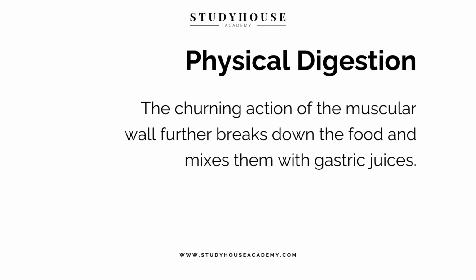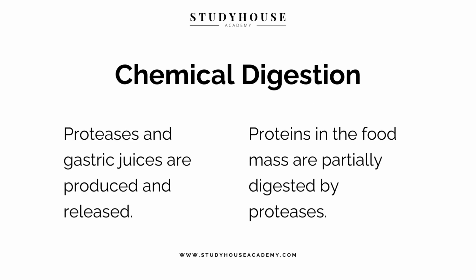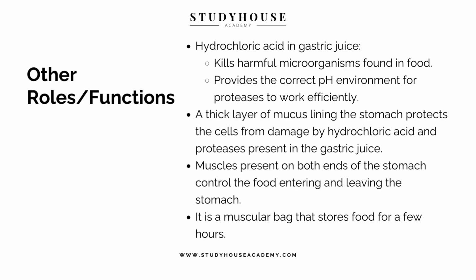Stomach. Physical digestion. The churning action of the muscular wall further breaks down the food and mixes them with gastric juices. Chemical digestion. Proteases and gastric juices are produced and released. Proteins in the food mass are partially digested by proteases. Other roles, functions. Hydrochloric acid in gastric juice kills harmful microorganisms found in food. It provides the correct pH environment for proteases to work efficiently.